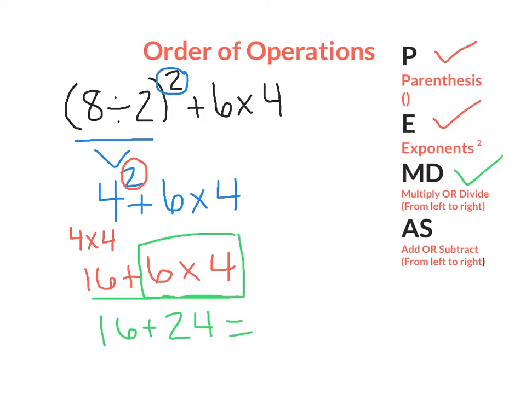Now I'm going to check on my adding and subtracting. The only thing I have left to do is add. So 16 plus 24 will get me 40 for my final answer. Add and subtract, complete. Remember, if you have more than one multiplication or division, doesn't matter what order it's in, you're just going to do whatever is listed first. Same for add and subtract.